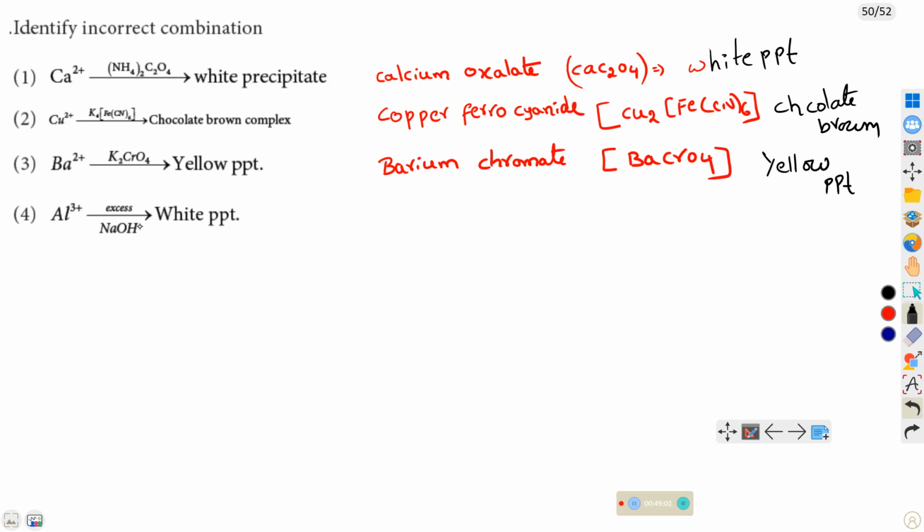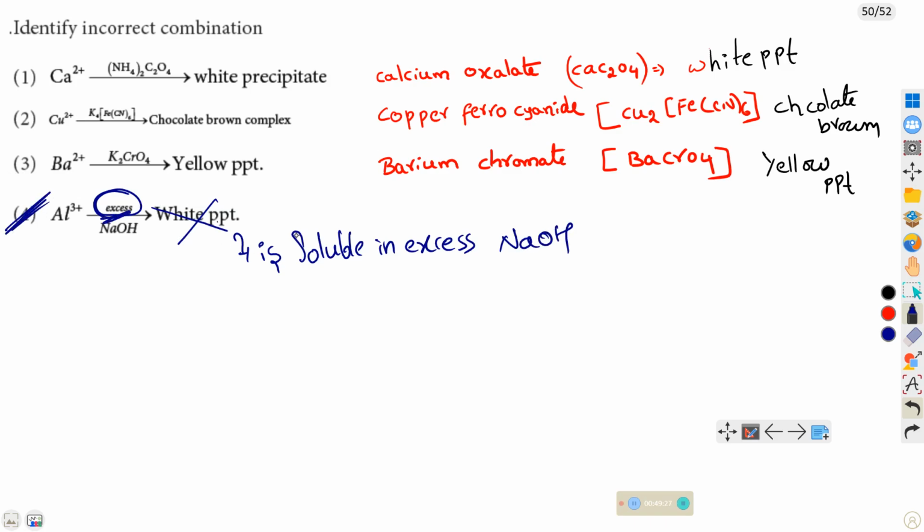Aluminium reacts with excess NaOH. White ppt is obtained. No. Why? Because we are using excess amount of NaOH. White ppt is not obtained. This white ppt is soluble in excess NaOH. Because excess NaOH is used here, this is the incorrect combination.